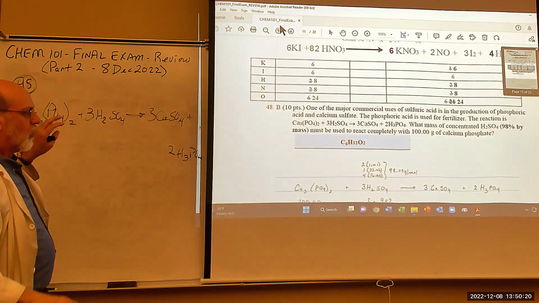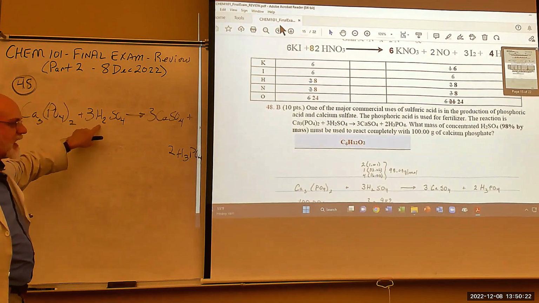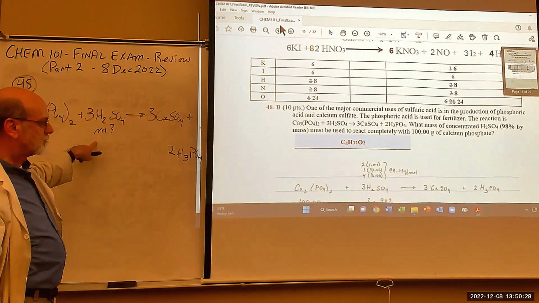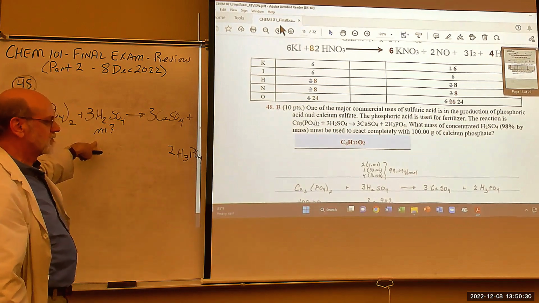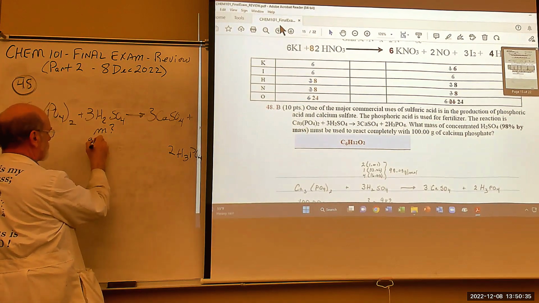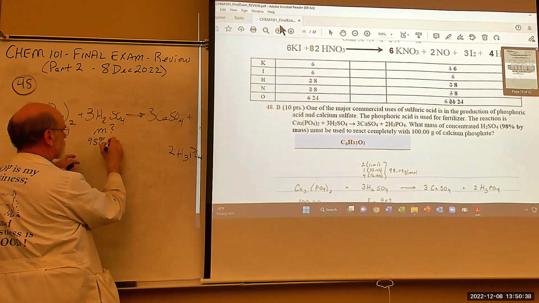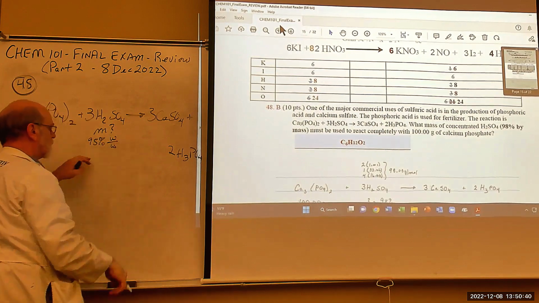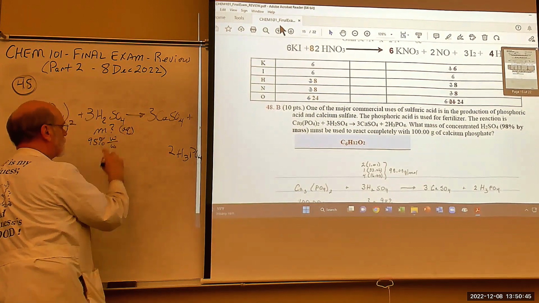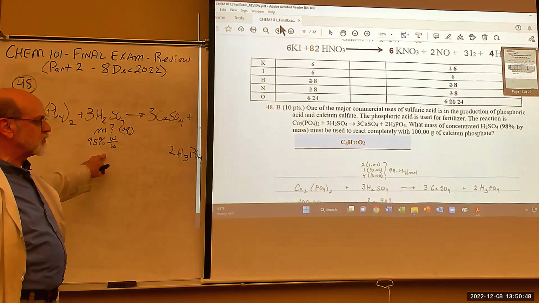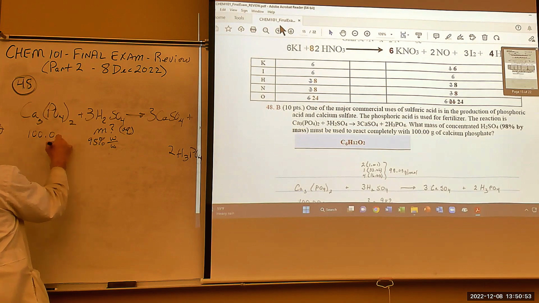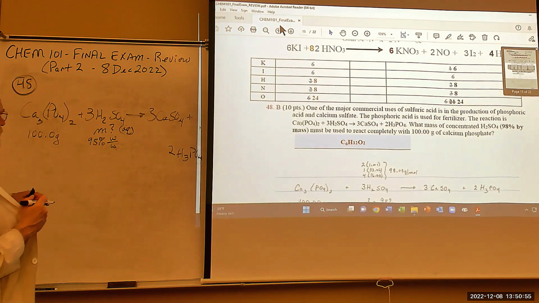So, what mass of concentrated sulfuric acid? So we're looking for the mass here, at 98%. 98% weight. So the concentration of the acid, and it's aqueous, 98%, must be used to react completely with 100 grams of calcium phosphate. Okay.